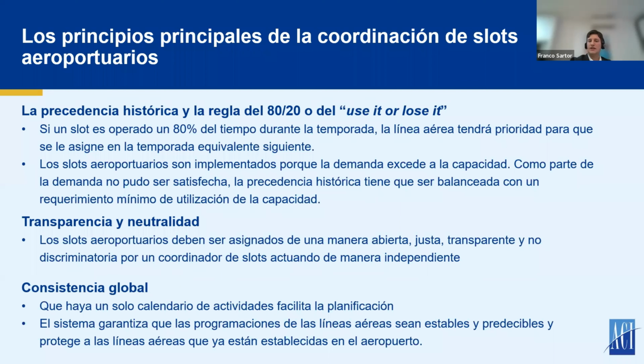When the slots are allocated, some airlines see that they cannot operate at the moments they wanted to operate. So depending on the flexibility of their itineraries, maybe some airlines cannot operate at all. So in this context, since part of the demand could not be satisfied, the historicals must be balanced with a minimum requirement for the utilization of the airport capacity. So this capacity will be fully utilized. This is economically important for the airport because they will have no income if the slots are not operated.